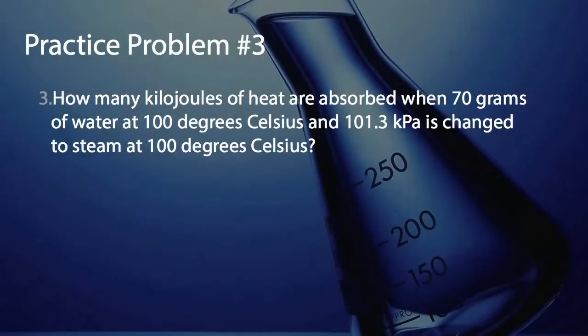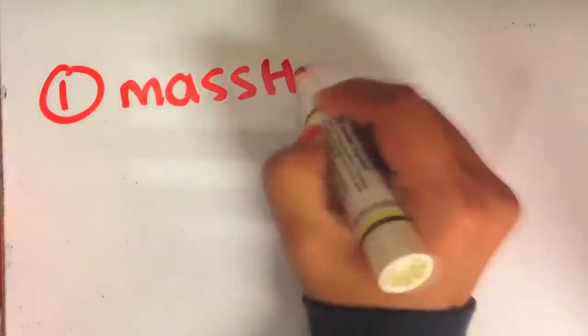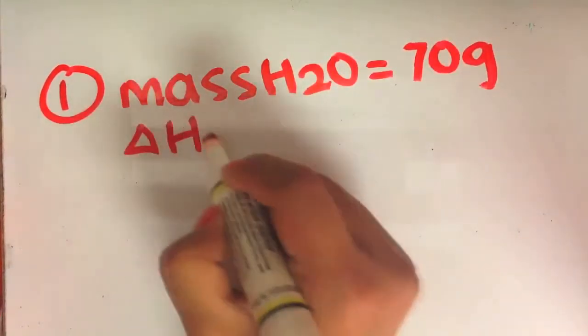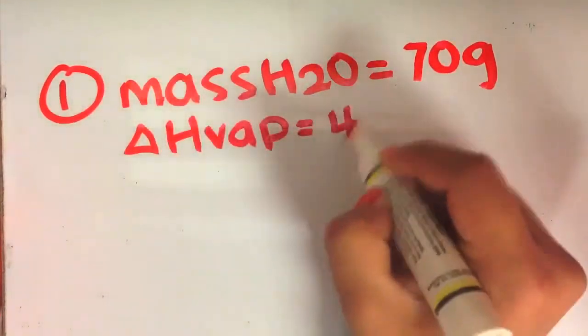Now let's do some practice problems pertaining to the molar heat of vaporization. How many kilojoules of heat are absorbed when 70 grams of water at 100 degrees Celsius and 100.3 kPa is changed to steam at 100 degrees Celsius? The mass of water is given as 70 grams and the amount of heat per mole of vaporization is given as 40.7 kilojoules per mole.